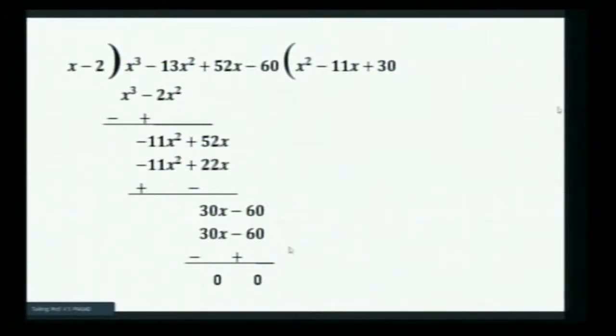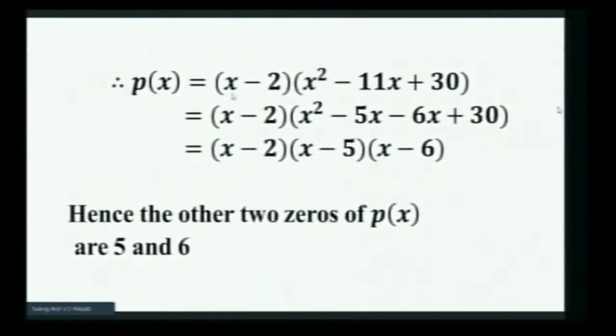When the remainder is 0, it indicates that x minus 2 acts as a factor. And whatever quotient comes, that also acts as a factor for the given polynomial. That means our polynomial can be written as a product of these two factors. One factor is the linear term x minus 2. Another factor is a quadratic polynomial, x square minus 11x plus 30.